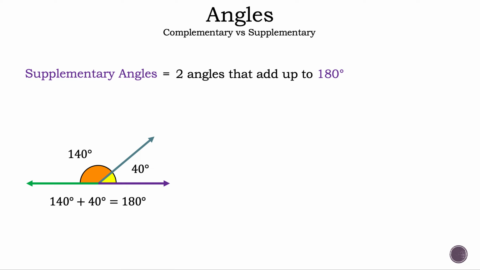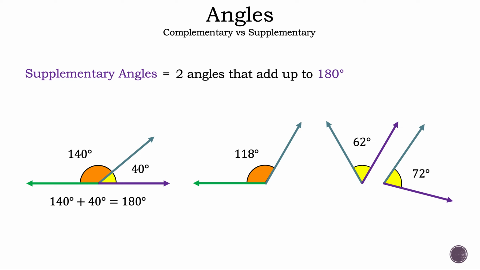Now, what do we think happens if the two angles are not adjacent? Do we think that any two angles can be supplementary? Let's find out. Let's draw three angles. Here we have angles of 118 degrees, 62 degrees, and 72 degrees. Do we think two of these angles are supplementary? If yes, which two?